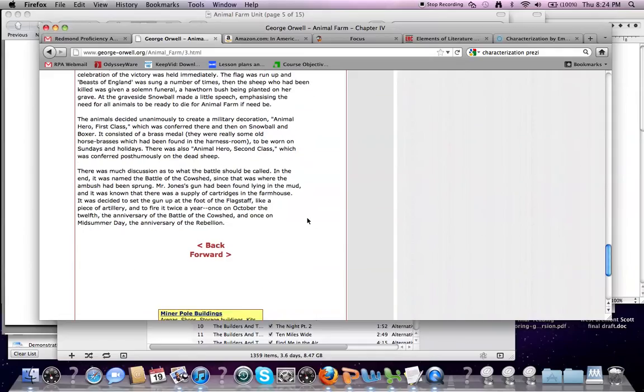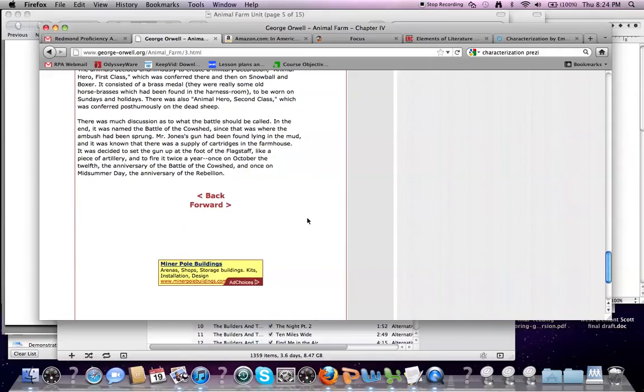And so then it ends where they all do come back together, right? They come back together and they end up having October the 12th, the anniversary of the Battle of the Cowshed, and Midsummer Day, the anniversary of the rebellion. Sorry, not Cow's Head, Cowshed, which is an interesting name. So again, to recap, the complex character is one who has very intricate, very specific motivations.